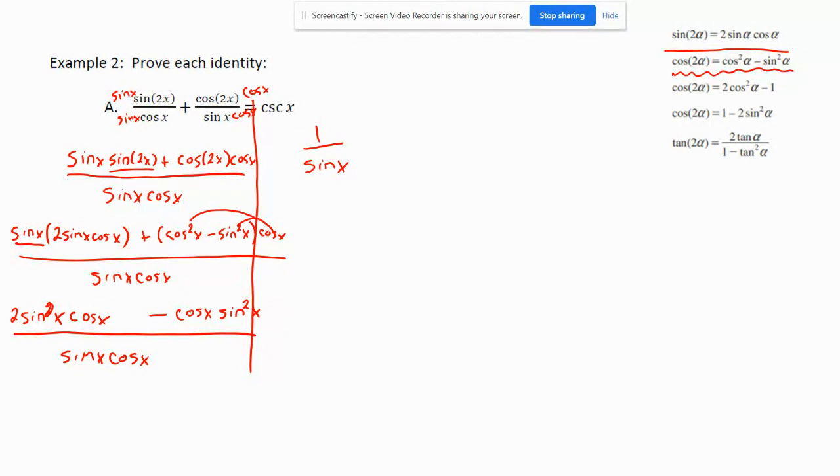Okay, so looking at this, we have 2 sine squared cos x minus, and now with sine squared cos x as well. Hopefully what we see is that these are actually like terms, so I can just subtract them, because this is sine squared cos x and this is sine squared cos x. So this is going to be the same thing as 1 sine squared cos x over sine x.